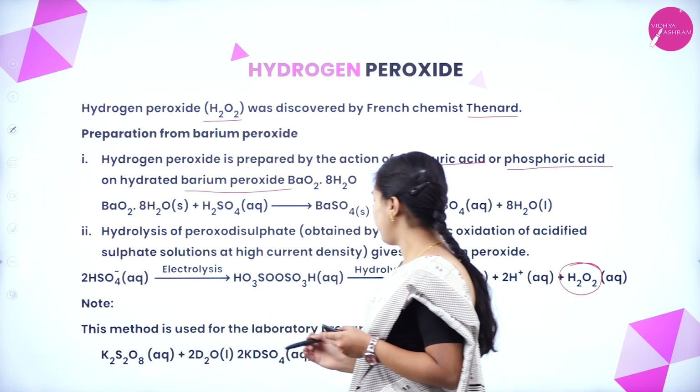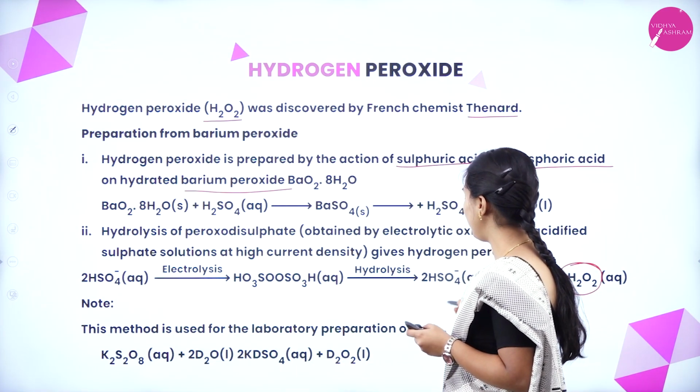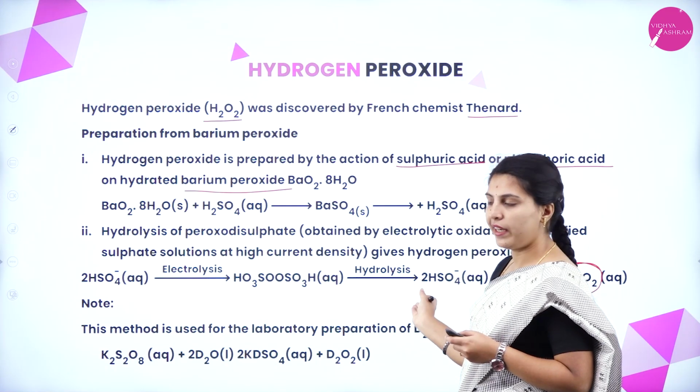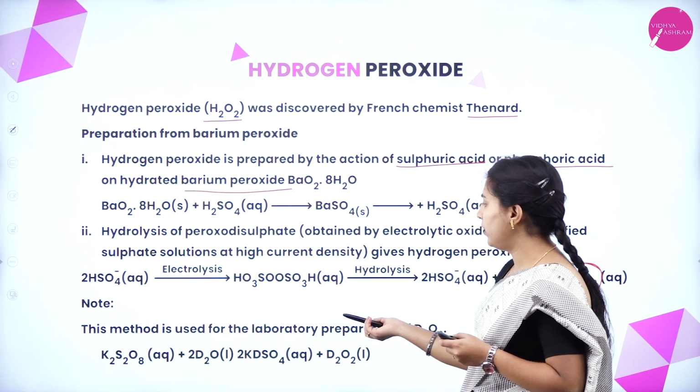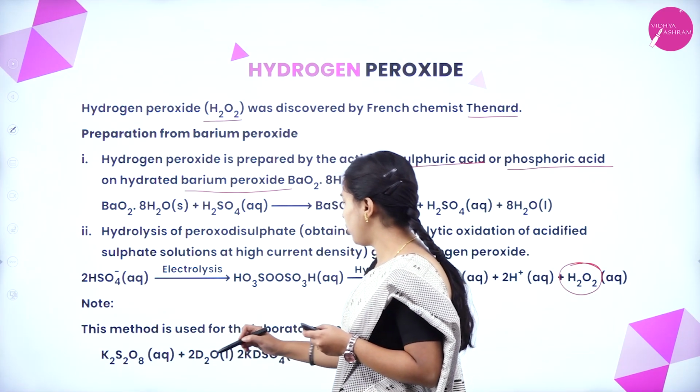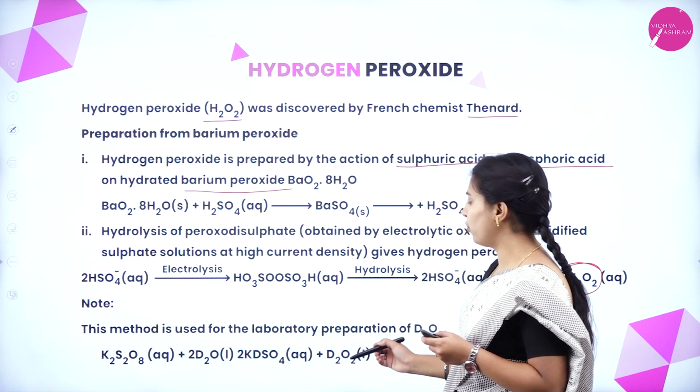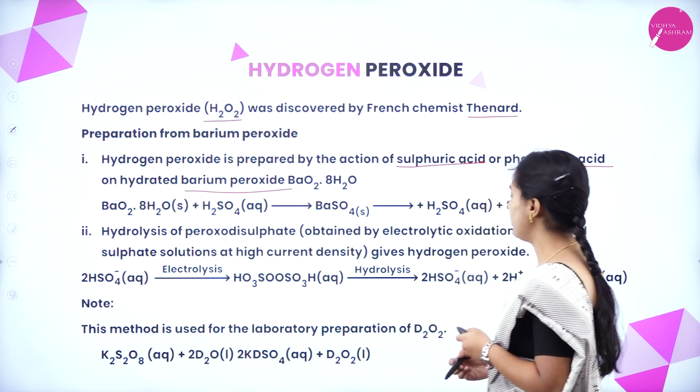This method is used for the laboratory preparation of D2O2, that is nothing but deuterium peroxide, from potassium persulfate and these two molecules of deuterium oxide. It will form D2O2 in the laboratory.